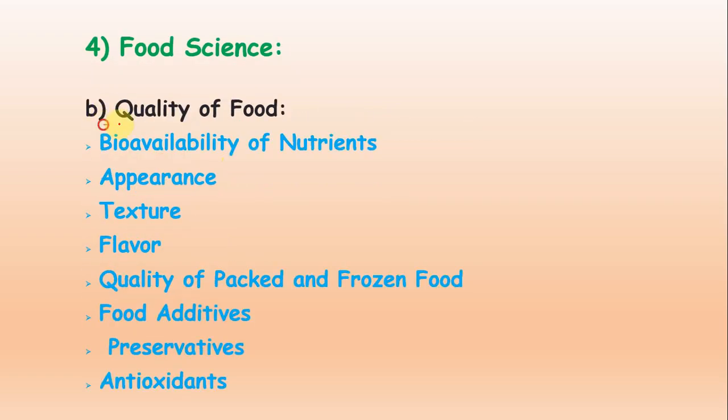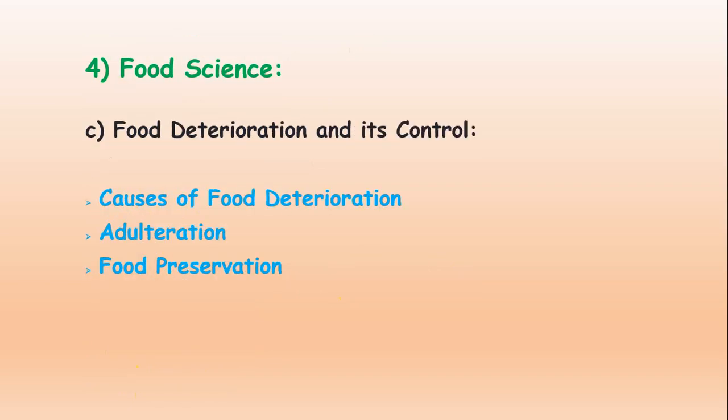Now we will discuss the B part, what is the quality of food. In quality of food we will discuss bioavailability of the nutrients, appearance, texture, flavor and quality of baked or frozen food, and food additives, preservatives and antioxidants. These are very important terminologies which we will discuss under the heading of the quality of the food. Now in the fourth heading, that is food science, C part is food deterioration and its control, causes of food deterioration, adulteration, food preservation. These are the 3 headings under this C part.